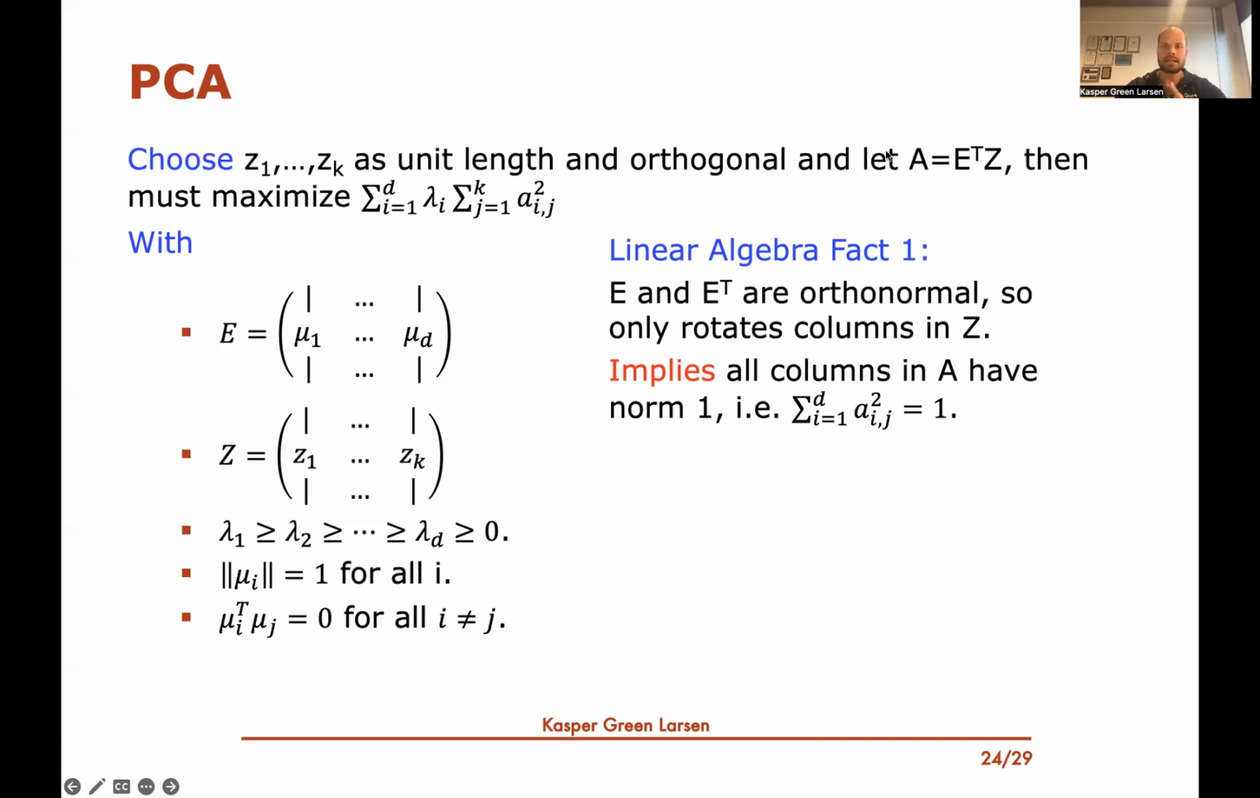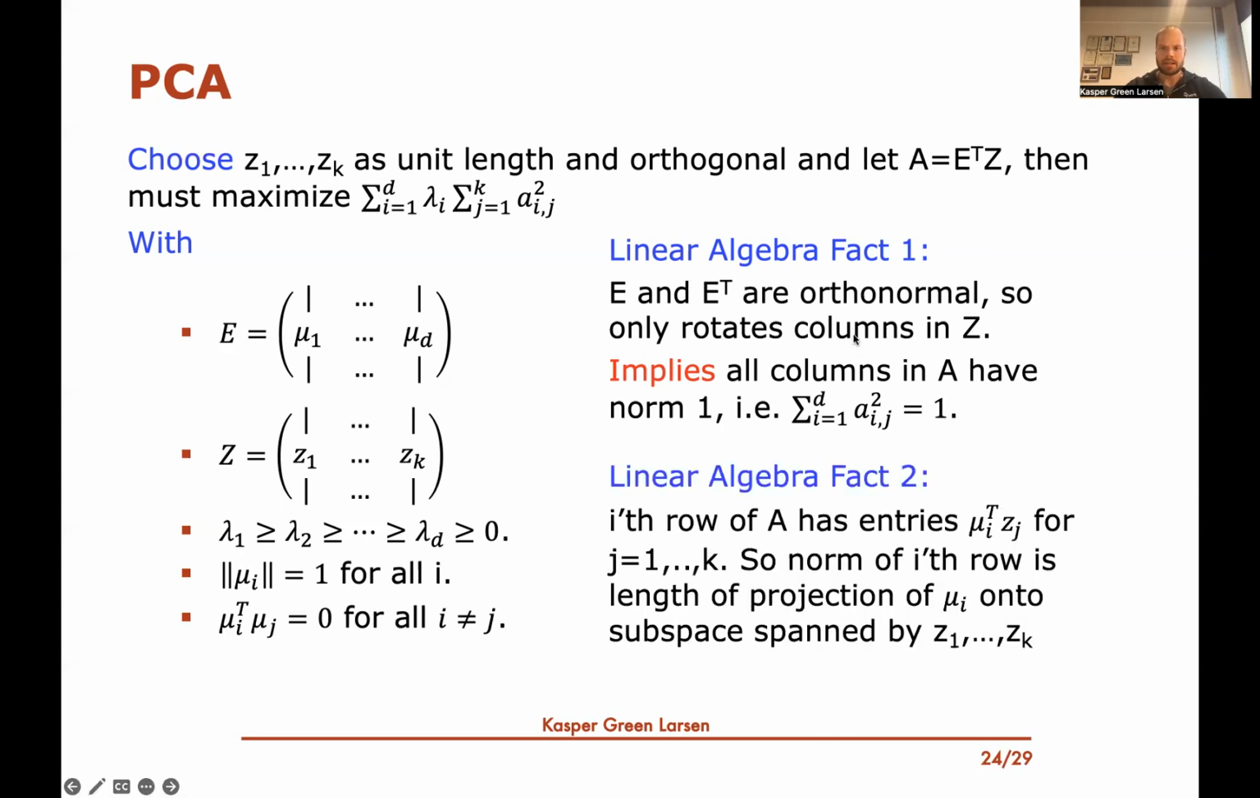So which means that in this matrix A, no matter which set I choose, every column will have unit norm. I know this for a fact: as long as I choose them as unit length vectors that are orthogonal, then the matrix A will have columns whose norms are 1, meaning that the sum of the squares in any column is 1. Okay, so this is interesting. This is the first fact that we need.